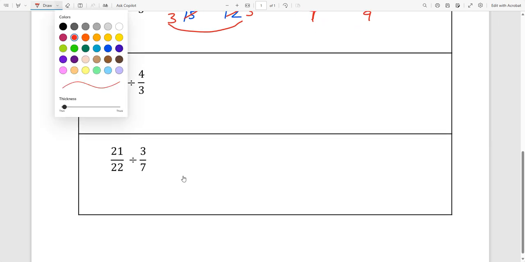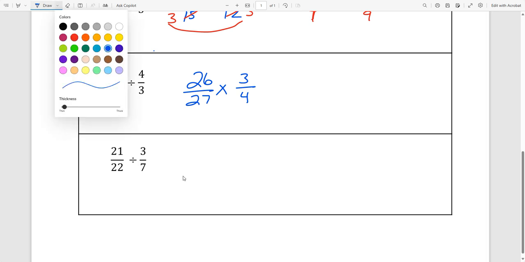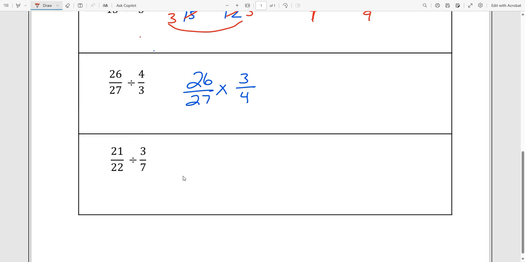26/27, or 26 over 27, divided by 4/3. So again, 26 over 27. Change to multiplication. Flip the second fraction. 4/3. Now we can do a little simplification here again. Let's do that in red so we can see our simplification. 3 goes into 3 one time. 3 divides into 27 9 times. And I can reduce this by 2. 2 goes into 4 two times, and 2 goes into 26 13 times.